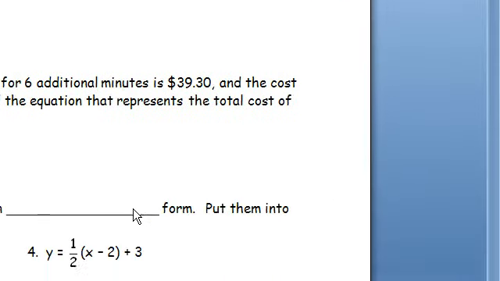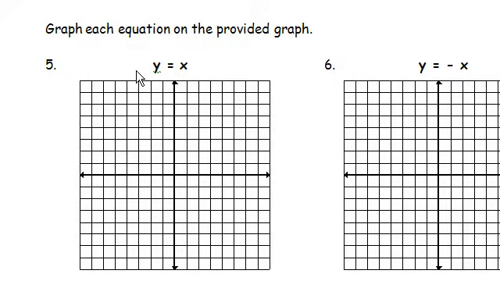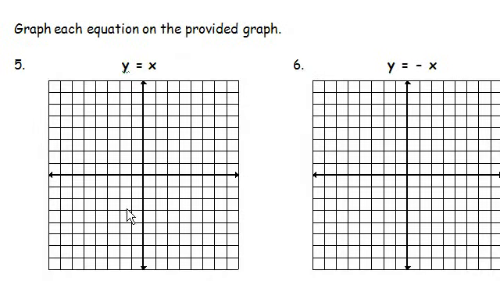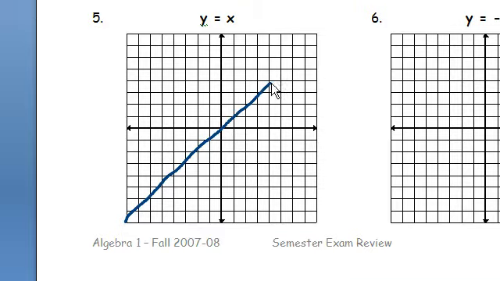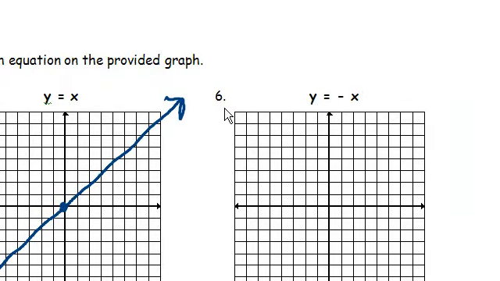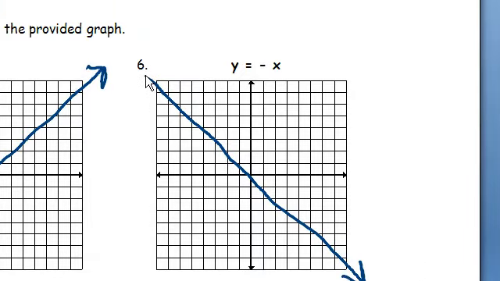Okay, let's go down to the bottom of page 1 here. Graph each equation on the provided graph. Well, y equals x, that is the linear parent function, has a slope of 1 and a y-intercept of 0. And so y equals negative x will just be the mirror reflection of it. And it looks like that.